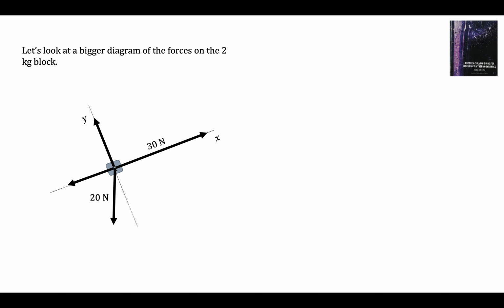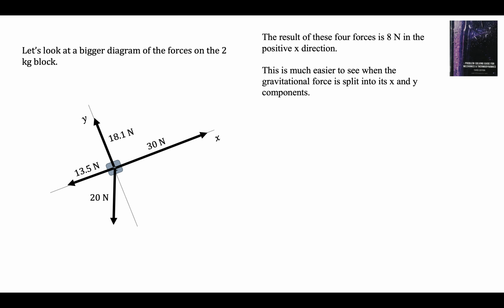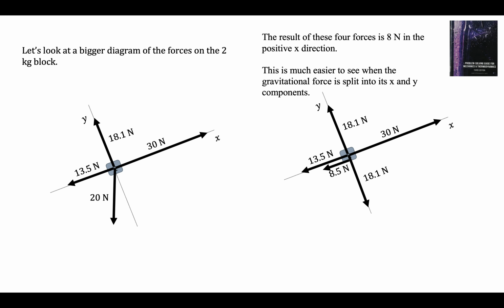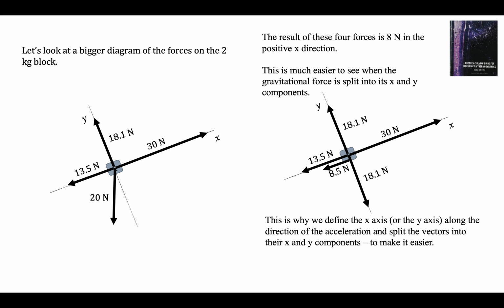So now we have these four forces: 30 newton tension, 20 newtons gravity, 18.1 newtons normal force, 13.5 newtons frictional force. And this is why we break up the 20 into its components, because we can really see what's going on. So let's break up the 20 newton gravitational force into its x and y components, and we get this. So the 18.1s in the y direction cancel. We have a positive 30, and then we have 13.5 backwards and 8.5 backwards. That's 22 backwards, which is a net of 8 up the plane. This is why we define the x direction along the acceleration. We know the net force is along the x direction because that's the way it's accelerating.